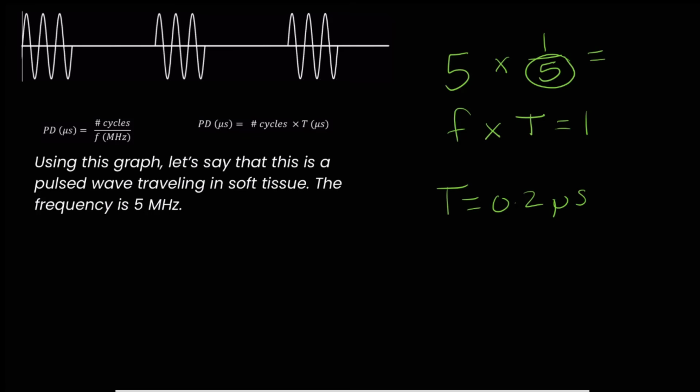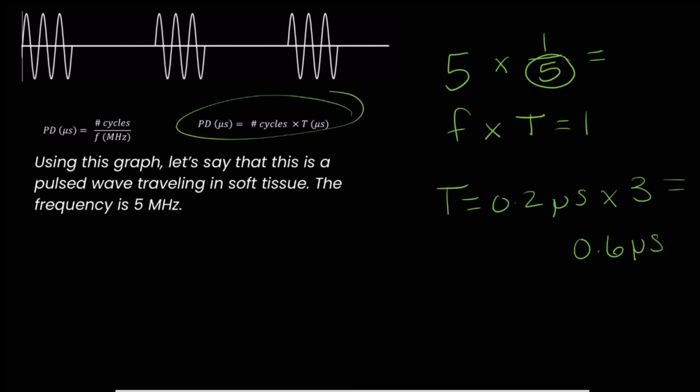Now we can take our period and multiply it by the number of cycles in the pulse according to this formula, and when we do that, we also get 0.6 microseconds per pulse. So again, it's the time of the pulse, that is the pulse duration. We're looking for a time unit to match up with it. So it works out either way.